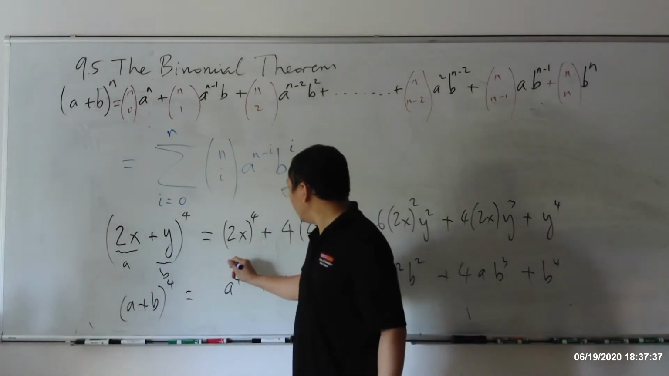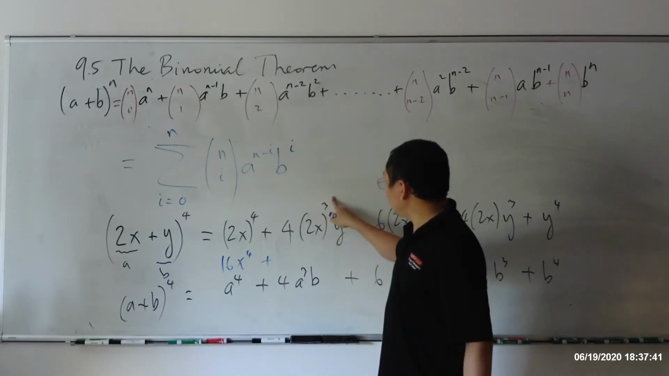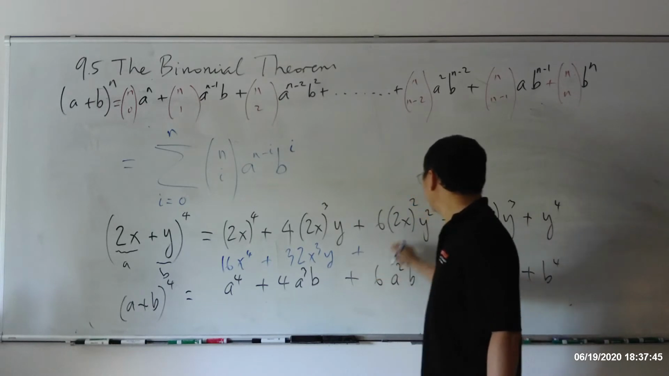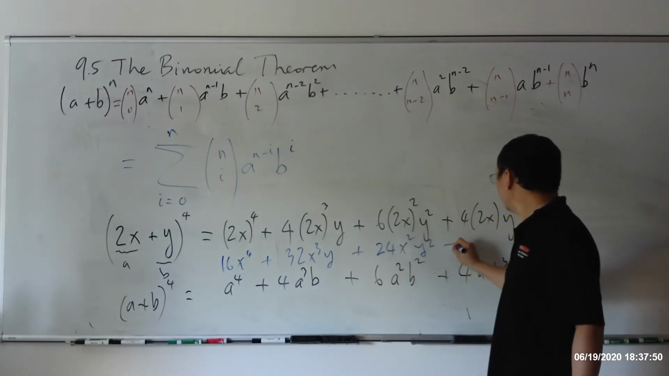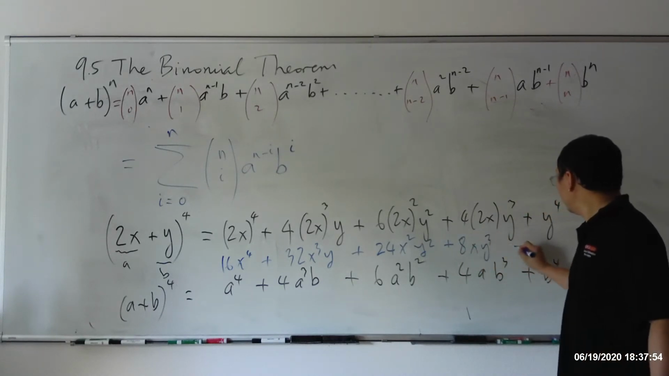2x to the 4th is 16x to the 4. This is, 2 cubed is 8, 8 times 4 is 32, x cubed y. 2 squared is 4 times 6 is 24, x squared y squared. Then 2 times 4 is 8, x y cubed. And then y to the 4.